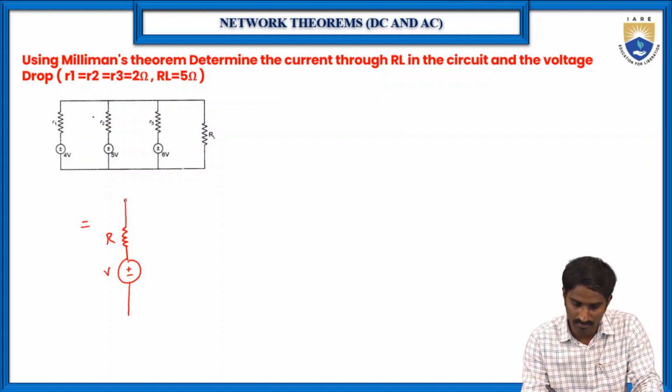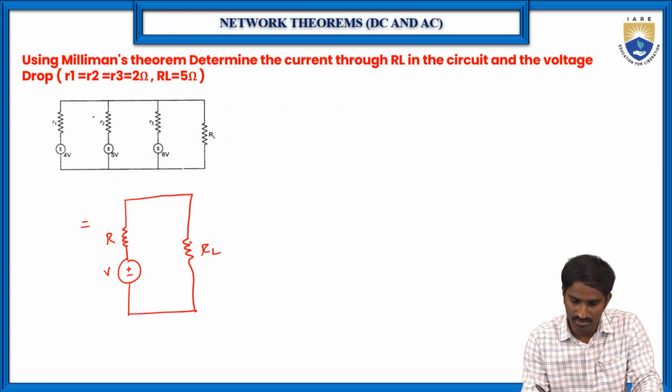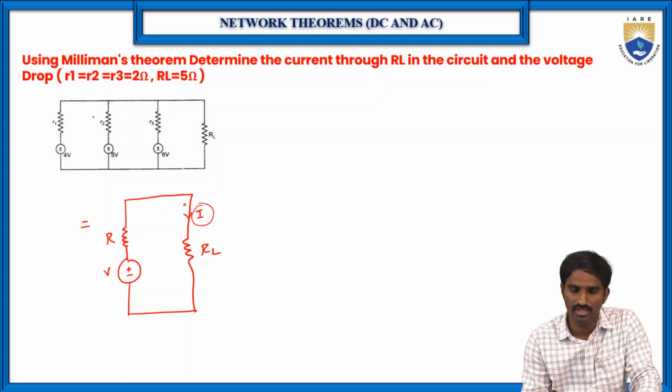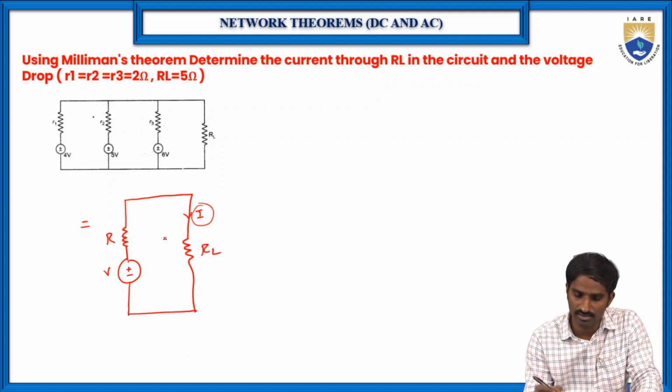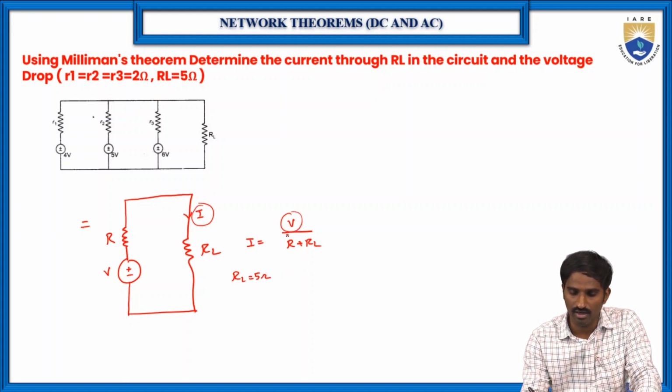Then here the RL is as it is. So this is RL. Let us consider the current flowing through RL as I. What we need to find now is the value of I. So from this circuit, I = V / (R + RL). RL we know in the given problem is 5 ohms. So now we need to find the V and R values.